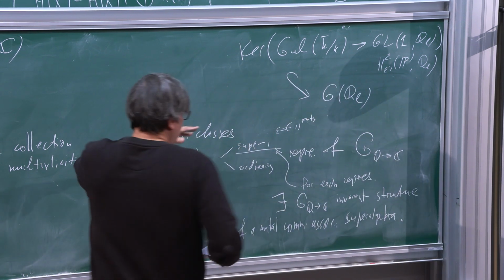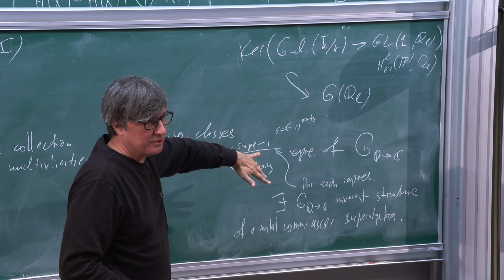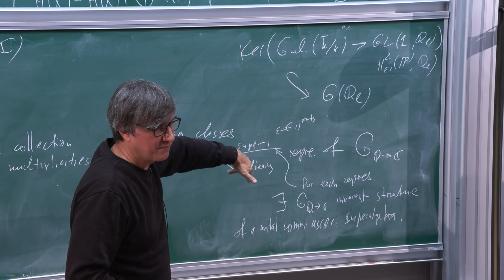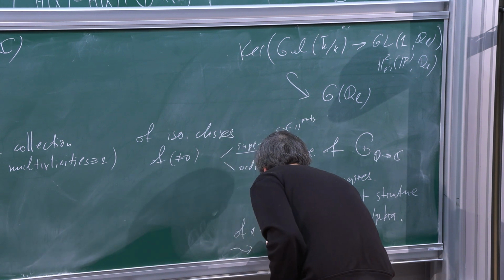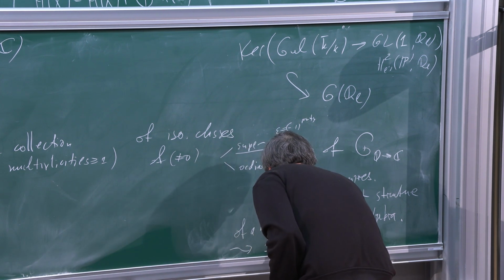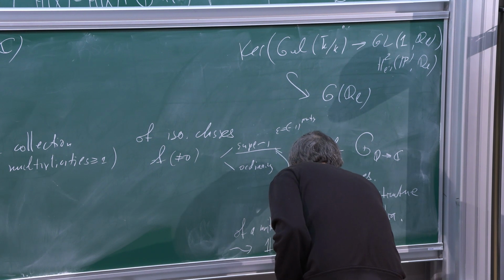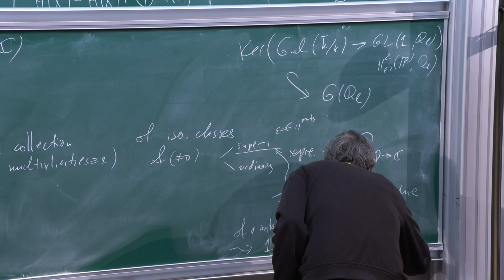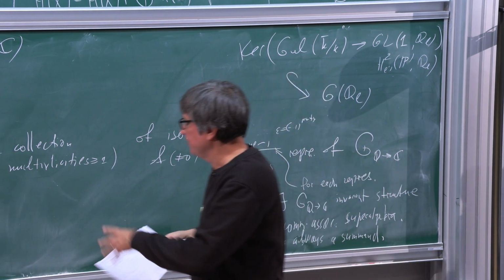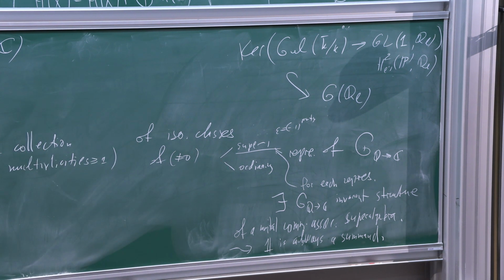And particularly this representation will always be reducible, because it contains the trivial representation coming from the unit. It is always a summand. So what we deal with are reducible representations, and we get isomorphism classes of reducible representations.